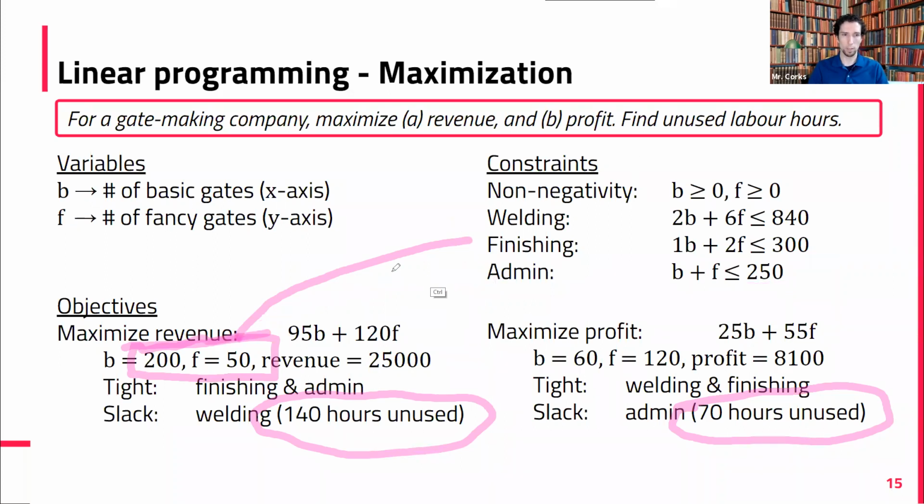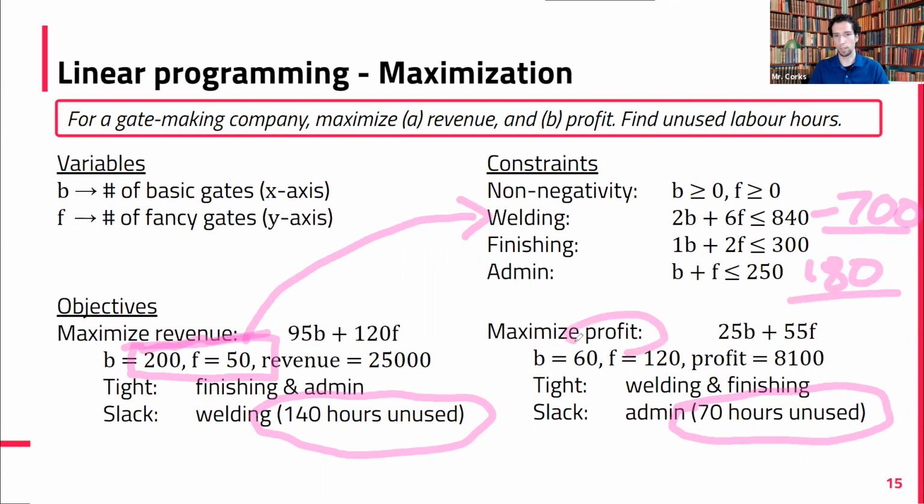Again, we saw that from the graph. But if we put that into our welding constraint, the slack constraint, then the actual welding hours used will be less than this, less than 840. So in our case, it turned out to be 700. And then how many are extra? Well, just 840 minus 700. That's the slack amount. That's the extra amount available. And exact same thing for admin. It turned out to be 180 hours needed for that one for maximizing profits. 250 minus 180, 70 hours.